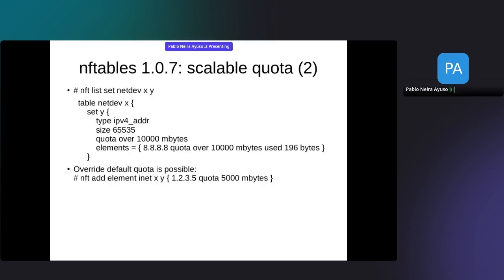So a new entry that was added from the control plane got a quota, and every time there is a packet, in this case I just ping 8.8.8.8, it starts consuming the quota that has been specified. You can override the default quota. That's possible. You only have to specify explicitly what quota you want to add to that element. If you didn't specify a quota, the default quota that is set to be used in the set is taken. Otherwise, the specific one that the user specifies.